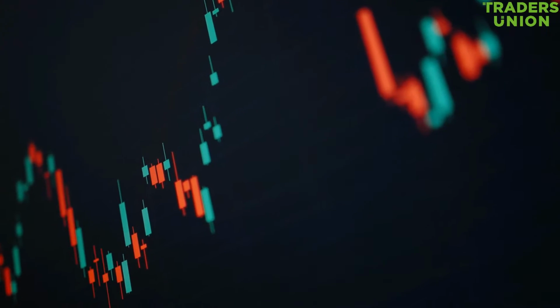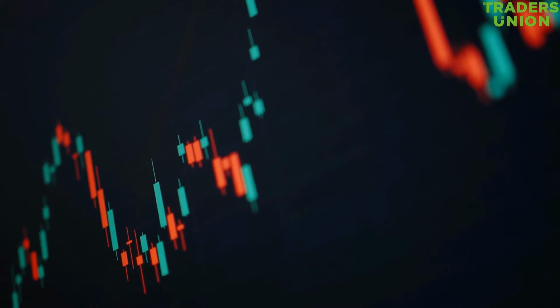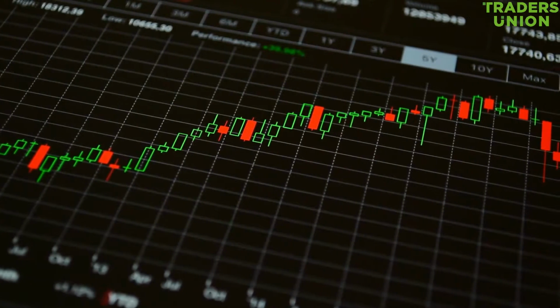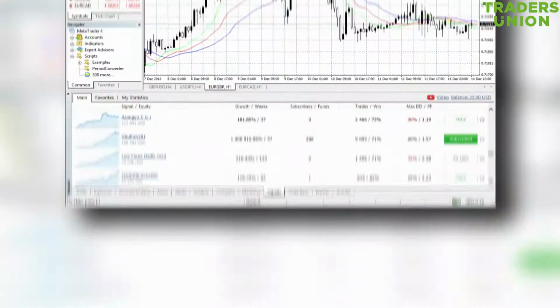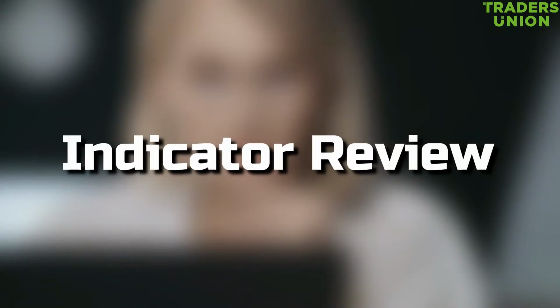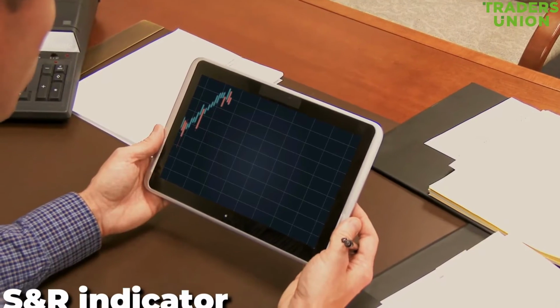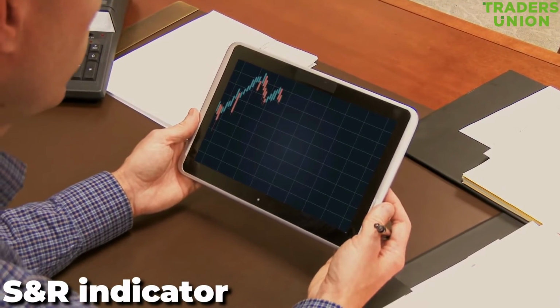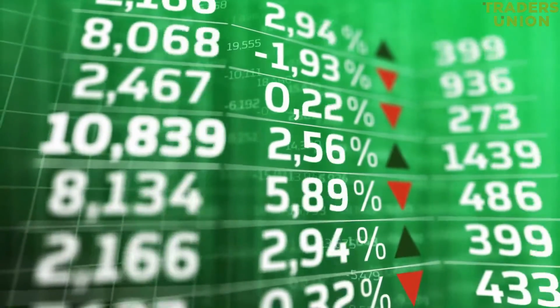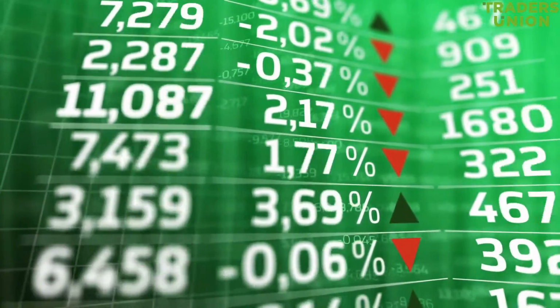This video will demonstrate a straightforward and efficient approach to locating support and resistance levels or zones by making use of a cost-free indicator that is compatible with the widely used MetaTrader for trading platform. Indicator Review. The SNR indicator will automatically locate the support and resistance levels, or zones, that are most relevant to the current volume of loaded traffic.